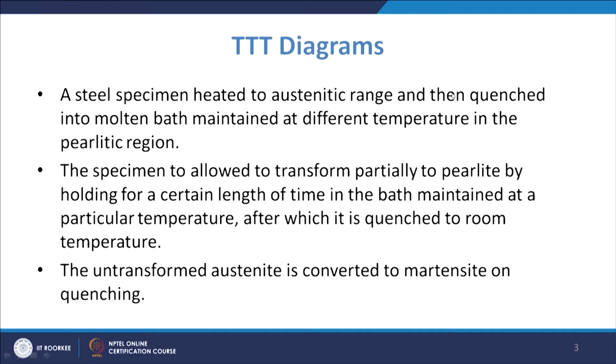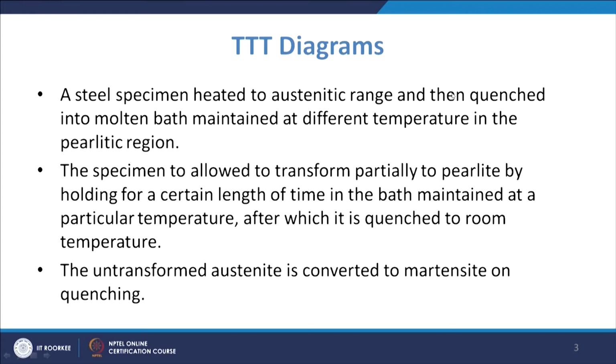Now, you are putting the specimen into the molten bath which is maintained at a temperature below this lower critical temperature, which is the transformation temperature. So, certainly the transformation will start. Now, what happens is that this specimen will be allowed to transform partially to pearlite by holding for a certain length of time in the bath maintained at a particular temperature, after which it will be quenched to room temperature.